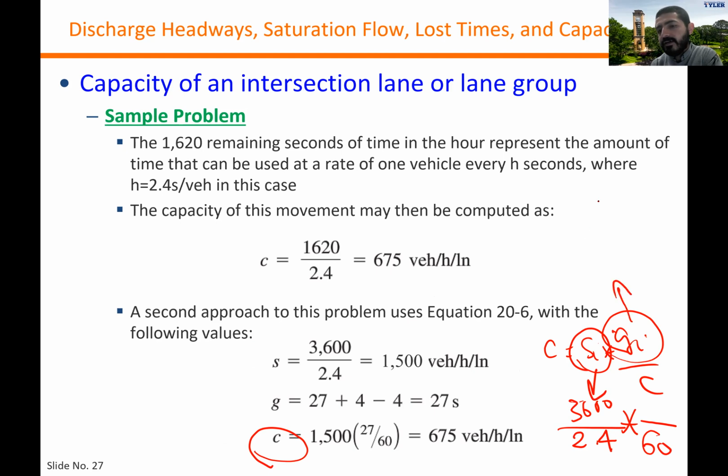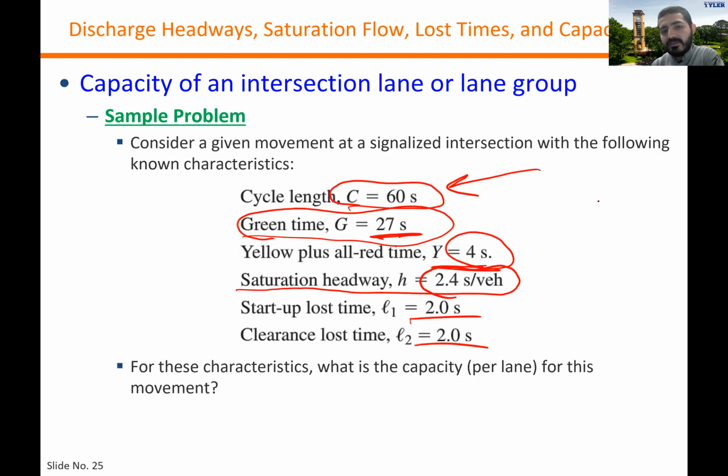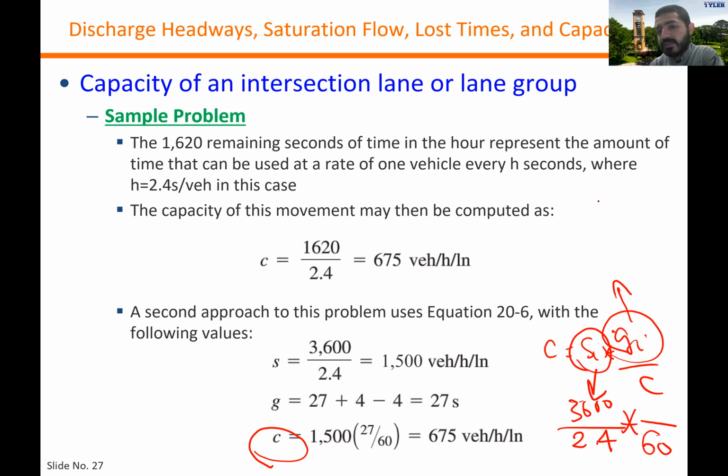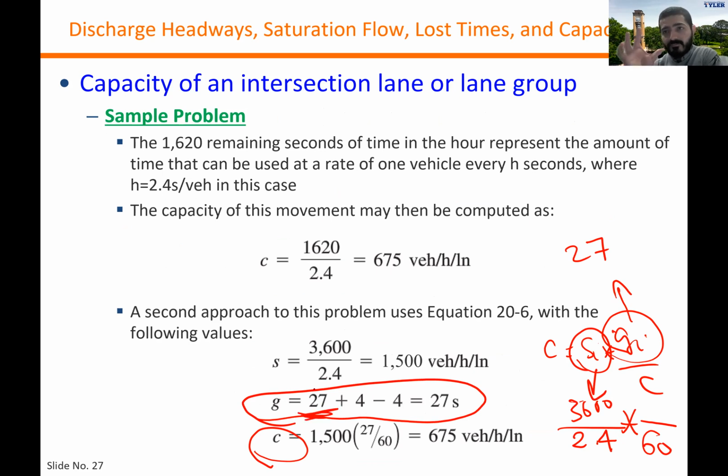The effective green time, as we know from this equation right here, is the G plus YI minus TLI. So really, the GI here is 27 seconds, the true green time, plus 4 seconds. This is the yellow time plus the all red, minus 4 seconds. The 4 seconds is the summation of 2 plus 2, which is L1, the startup loss time, and L2, the clearance loss time. So once you do this, effectively, you have 27 seconds in this cycle.